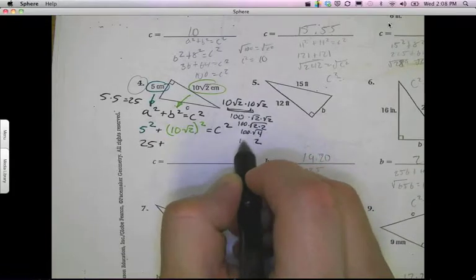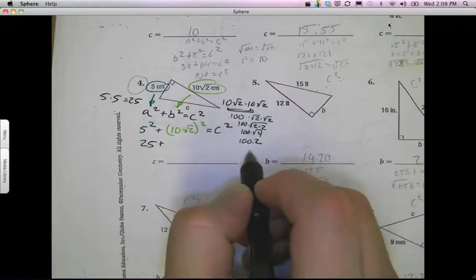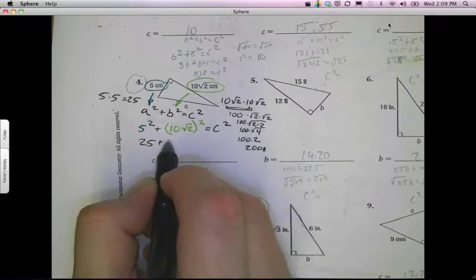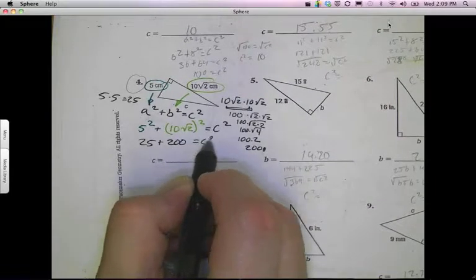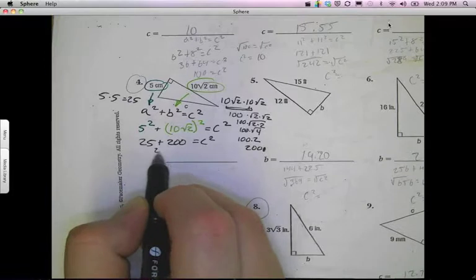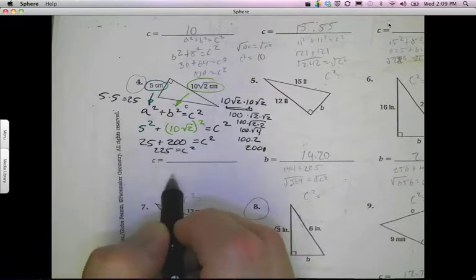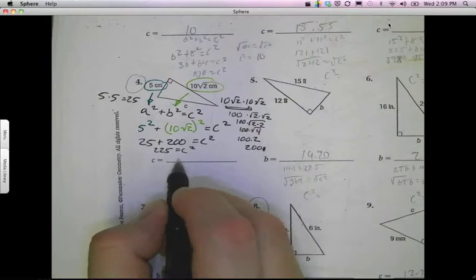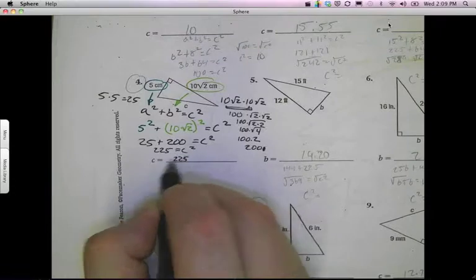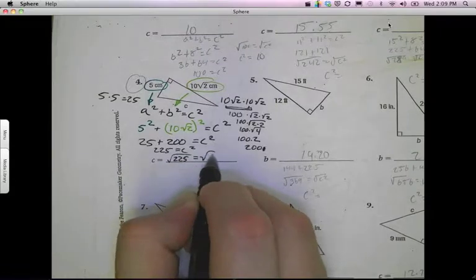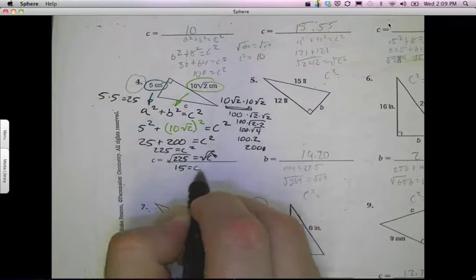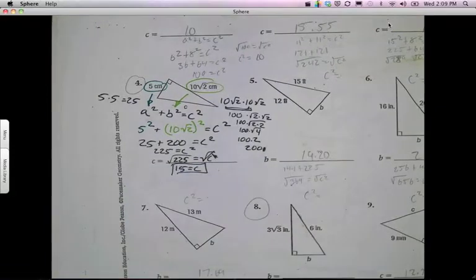I'll fill that back in. So what's 100 times 2? Well, that's just 200. So I can put that 200 in this place. This is 200, and that is equal to c squared. Once I've got that, all it is is adding the two things together, which is 225, and that's equal to c squared. And then my last step is just to figure out what c is. So that means I take the square root of both sides. So take the square root of 225, and that's equal to the square root of c squared. Those cancel out here, and the square root of 225 is 15. So 15 is equal to c. And there's your answer. Does that make sense?